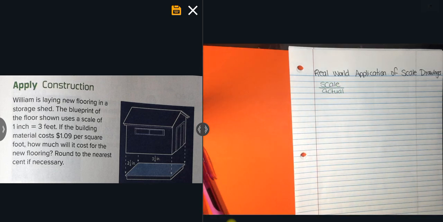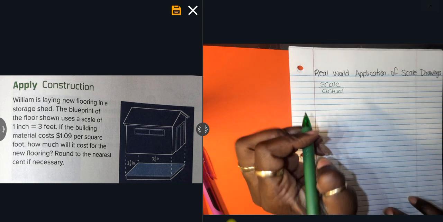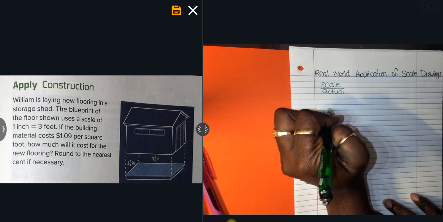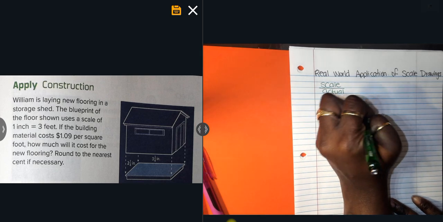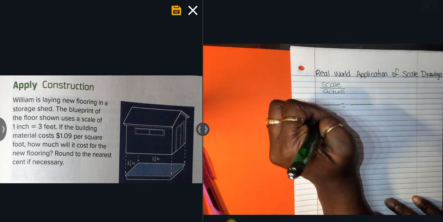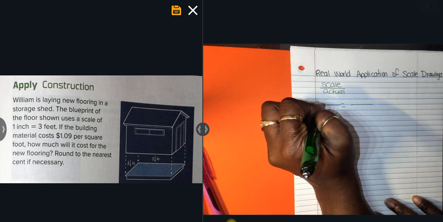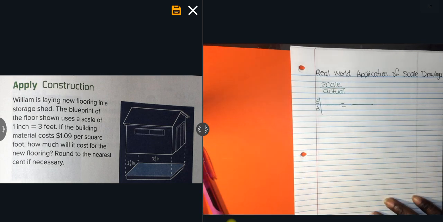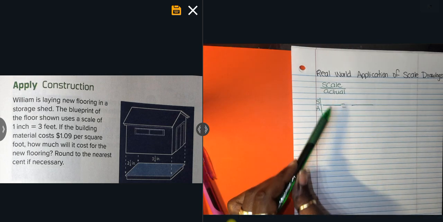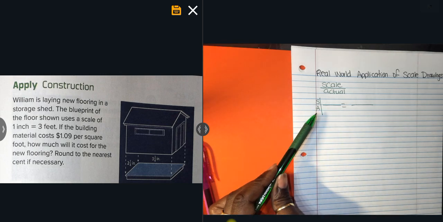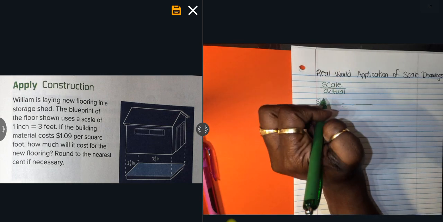Okay, let me find my notes that I have. All right, so we have our scale over the actual, and what we're going to do is set up proportional relationships. Remember, I showed you to set up our two ratios. Off to the side, I will put S and A just so that we remember which one goes in which order. Because we're talking about a ratio, it has to go in that particular order, so it has to be scale and then the actual dimensions.